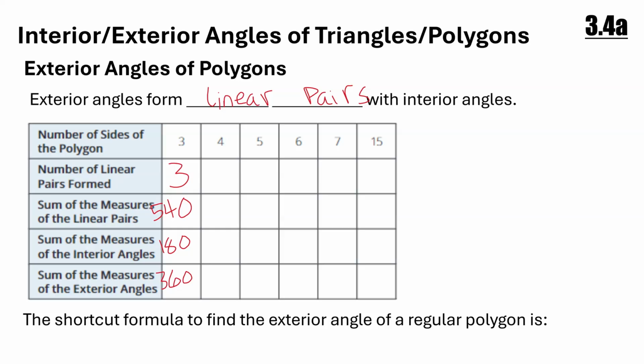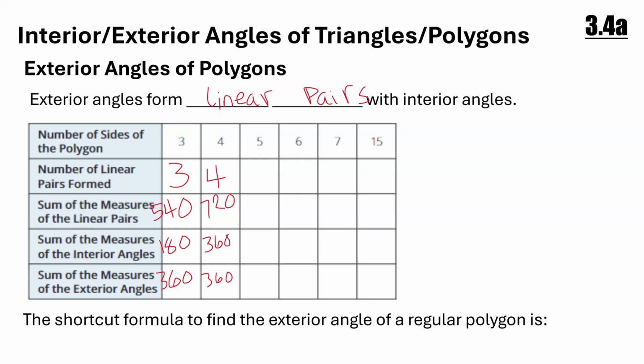In a four-sided polygon, there are four linear pairs. The sum of the measures of the linear pairs is 720 degrees. The sum of the measures of the interior angles is 360 degrees. The sum of the measures of the exterior angles is 360 degrees.